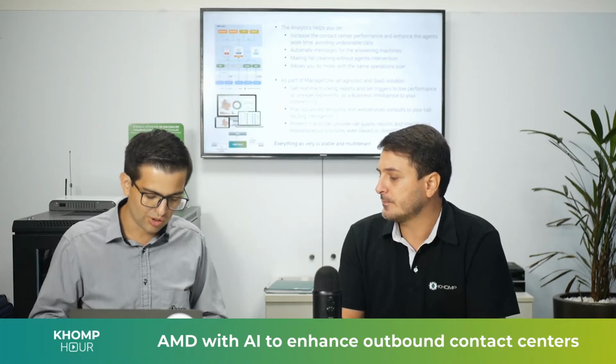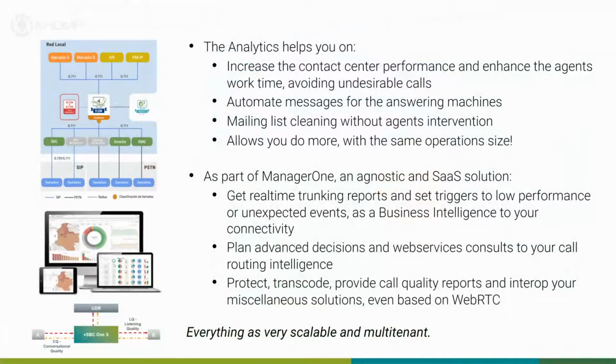Very nice. Good to know. It's good news because we face a lot of scenarios like this, and we already have these kinds of scenarios running in the United States, in Australia, so in a lot of countries. So we can automate messages for the answering machine. We can record and we can load these automated messages to the answering machines. Right. So to leave a message for a machine. The mailing list can be cleaned without any agent's intervention.